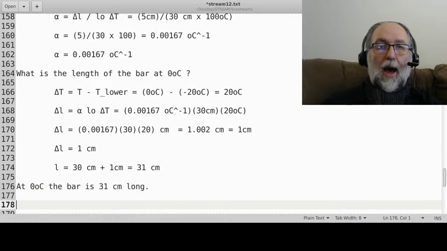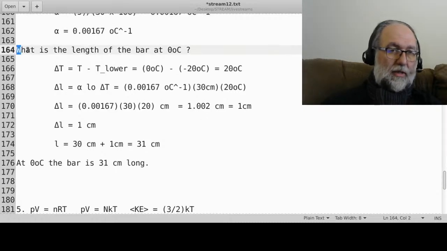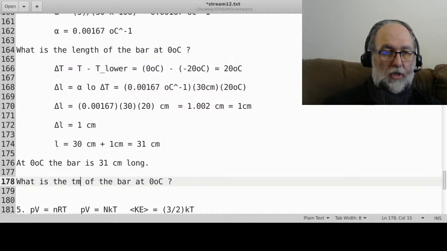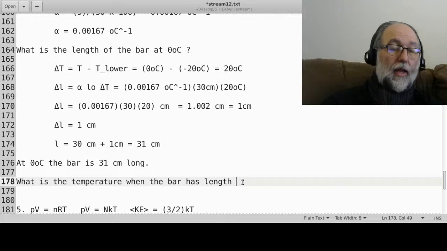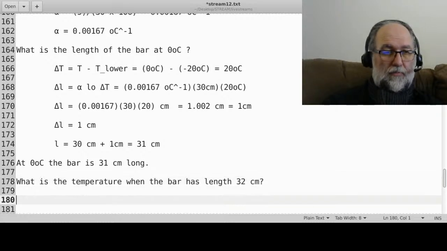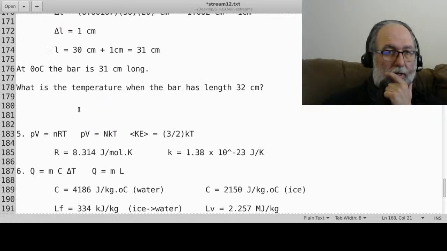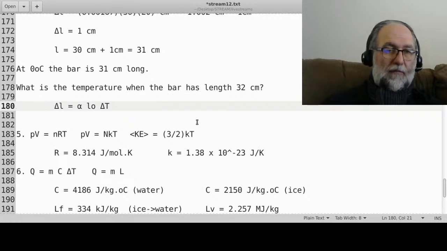So the opposite of this is, instead of asking what's the length, I can say, what is the temperature when the bar has length, let's say, 32 centimeters? Same formula, like right here. But now let's be careful.